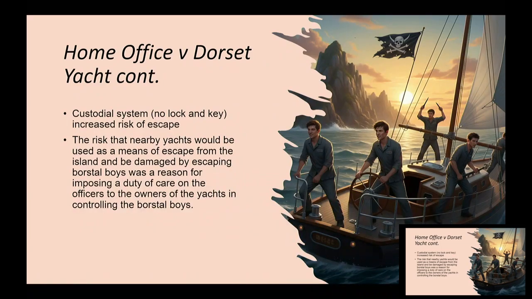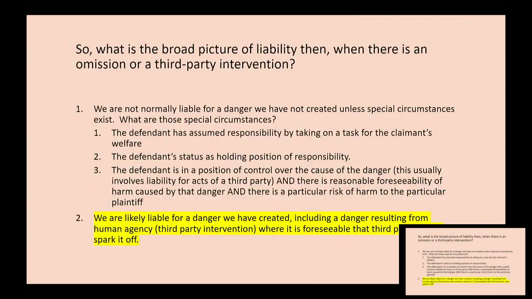Oh, here we are. There's another slide. Okay, so what we've covered today then is this question of what are the circumstances, what are the special... Sorry, I don't know why this is ringing.